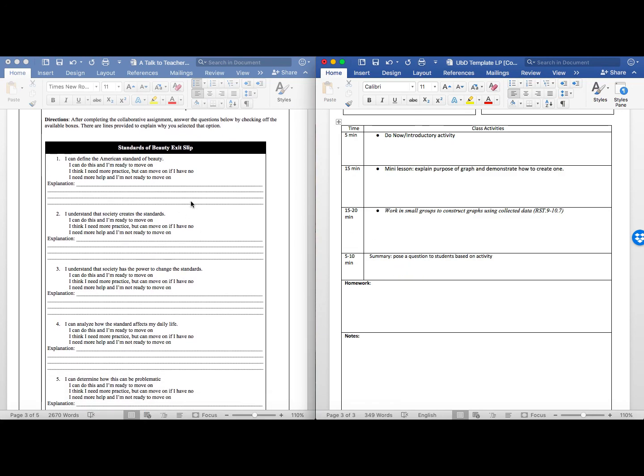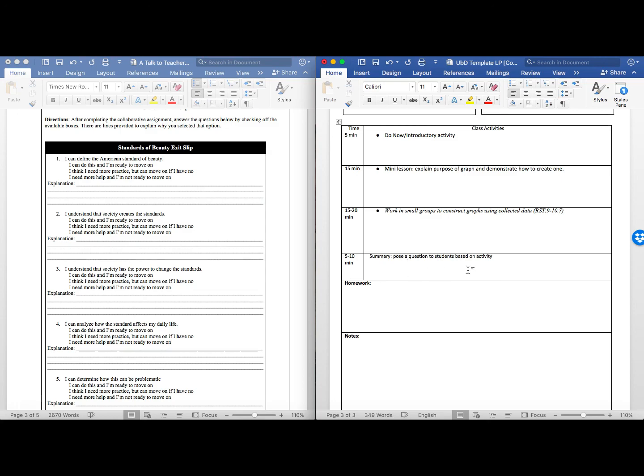So at the end, this is just one example of how this is done on the left-hand side, but on the right-hand side, there's a summary, poses a question to his students based on the activity that was just done. That's just one way that you could do it. It could be an ending question. It could be one question. If you vary it, this is also a differentiated exit slip. You can say that it's differentiated as well.